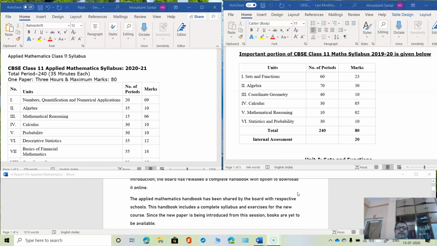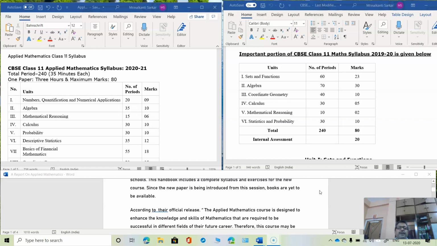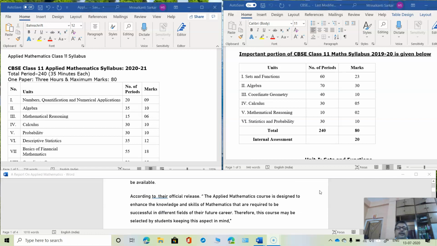The Applied Mathematics Handbook has been shared by the board with respective schools. This handbook includes the complete syllabus and exercises for the new course. Since the new paper is being introduced from this session, books are yet to be available. According to their official release, the Applied Mathematics course is designed to enhance the knowledge and skills of mathematics that are required to be successful in different fields of their future career. Therefore, this course may be selected by students keeping this aspect in mind.